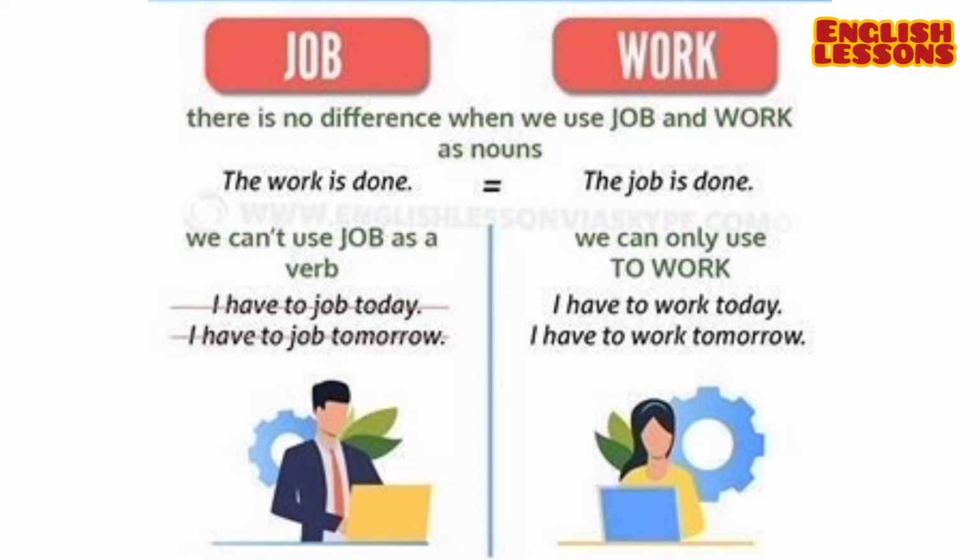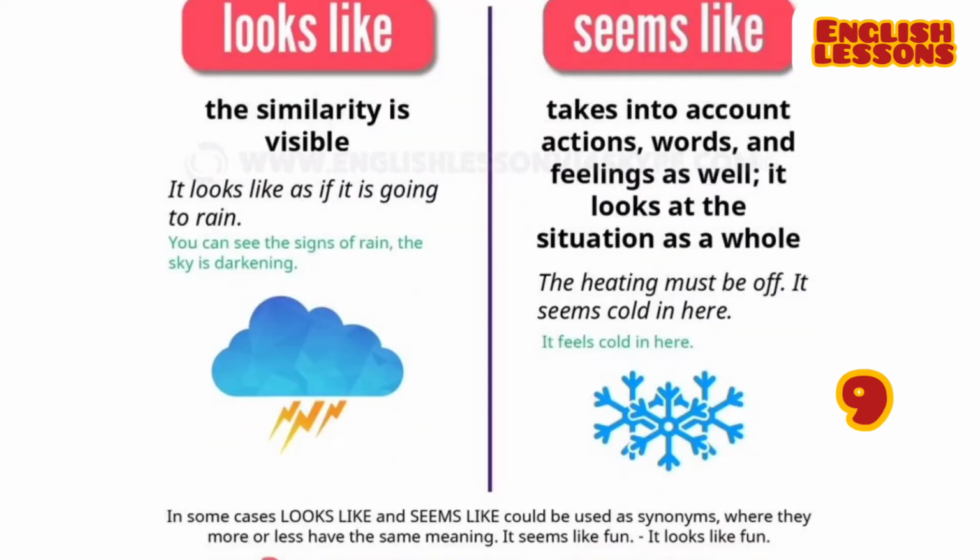That's number 7. Number 9. What's the difference between looks like and seems like? Looks like means the similarity is visible. Seems like takes into account actions, words, and feelings as well.